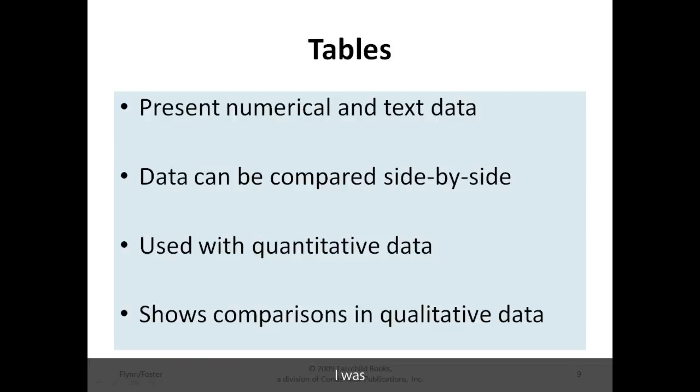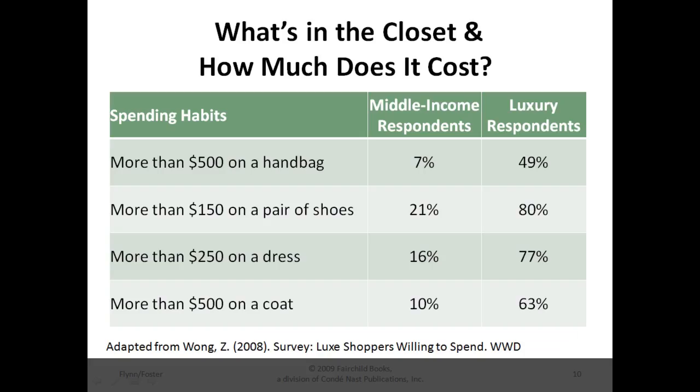So let's go back to this slide. Tables are used with quantitative data, and they show comparisons when you're looking at qualitative data. Usually tables consist of columns, and your data, like I said before, is compared side by side. It's an easy way for your reader to comprehend numbers and to understand your results. Okay, skip this.